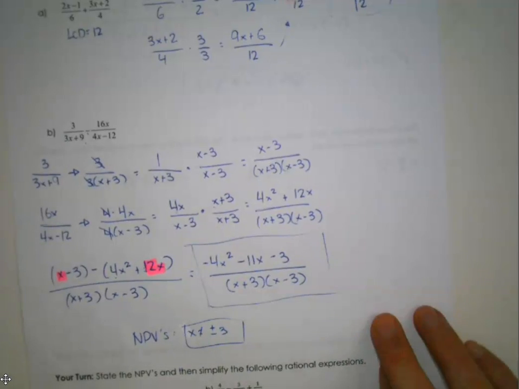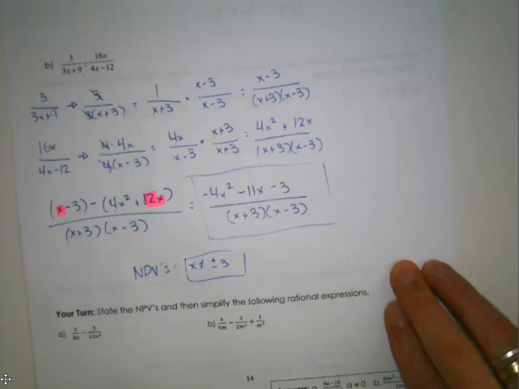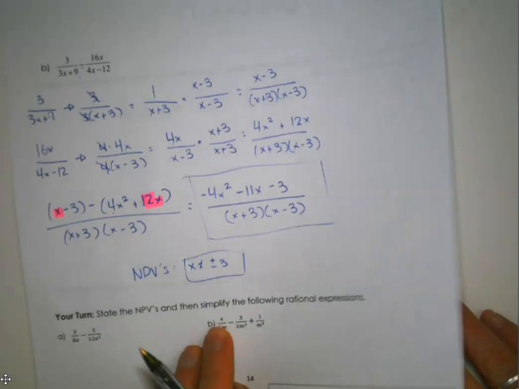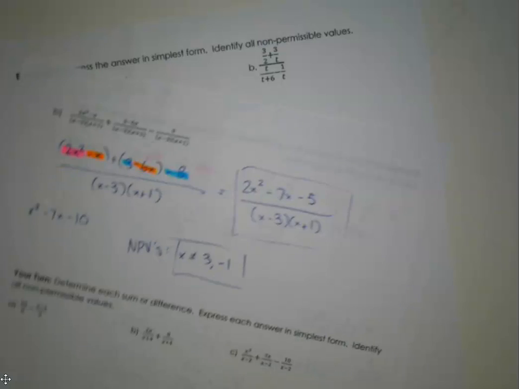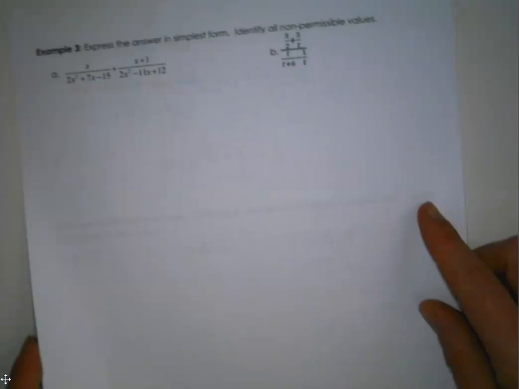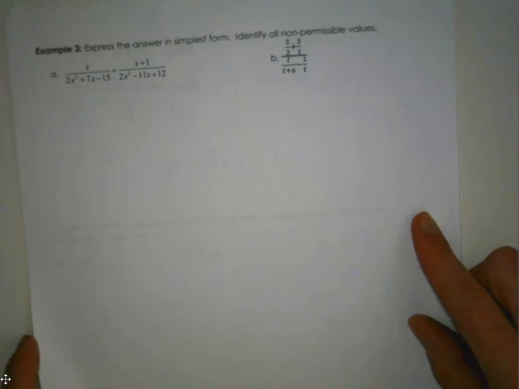Okay, so you have a couple to try for yourself that have different denominators, and the answers are at the bottom. And then we'll do one more example before we wrap up for today. A little bit more complex, or sorry, two more examples, I guess.